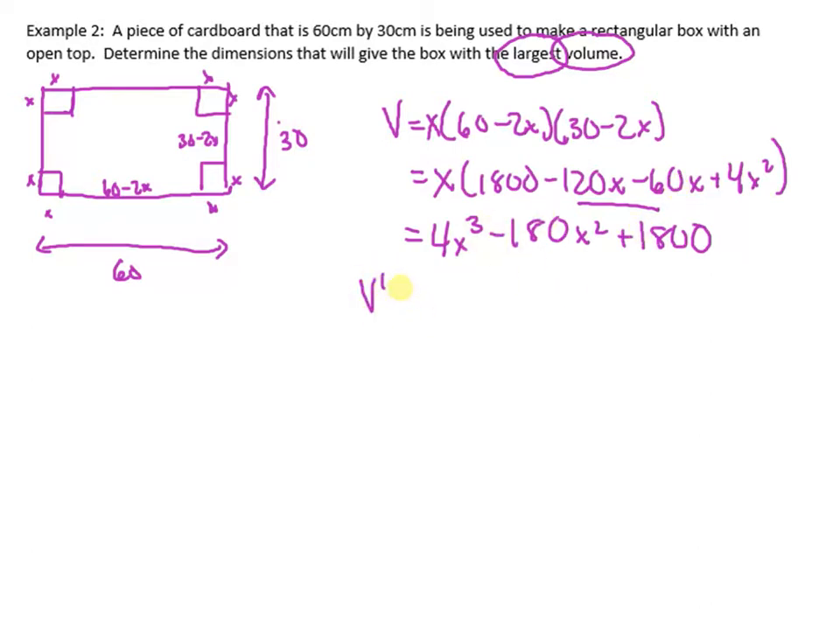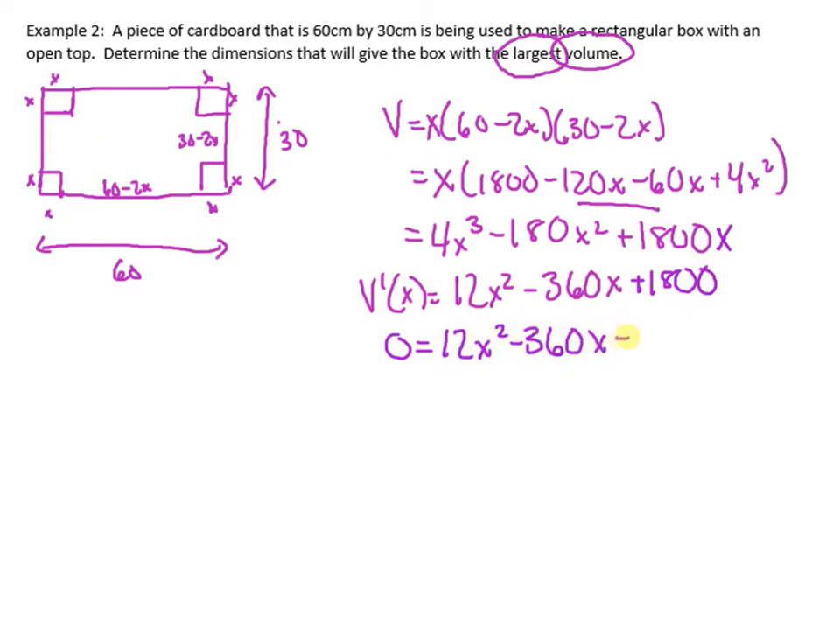Now let's find the derivative for volume with respect to x. We get 12x squared minus 360x. Okay, that's the derivative for volume. Oh, sorry, this had the x on it, so it's plus 1800. My mistake. Now we have to figure out when the velocity of the volume equals 0. Let's pull out this 12. We're left with x squared minus 30x plus 150.